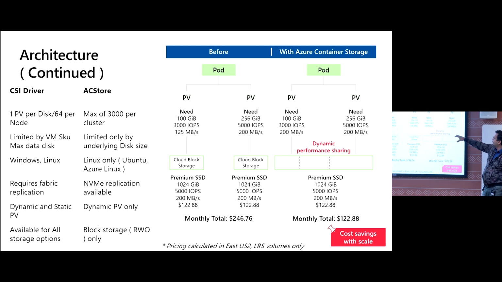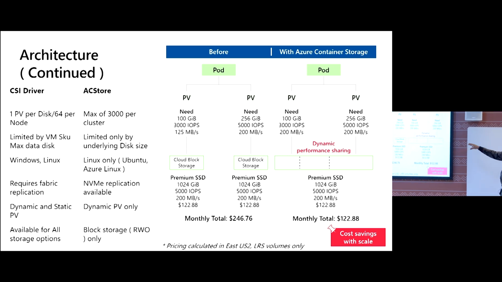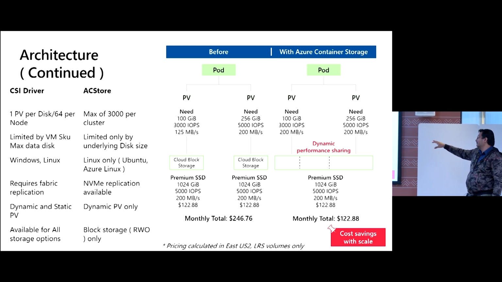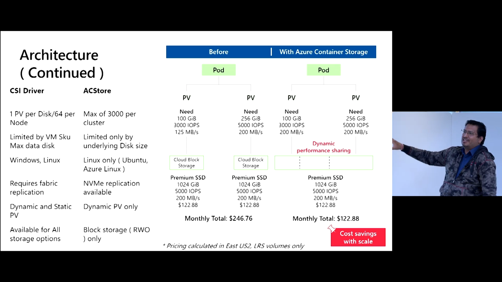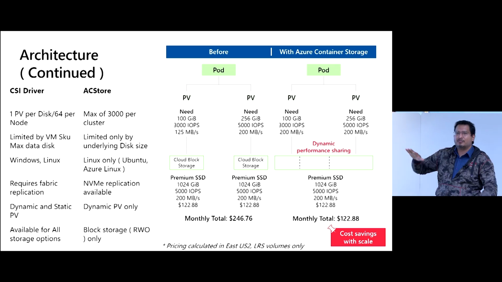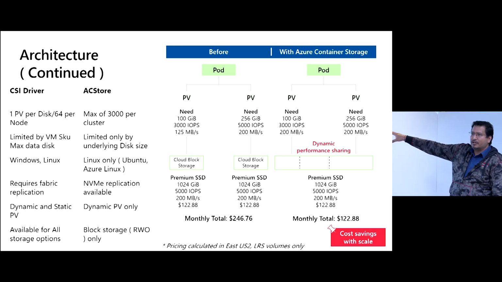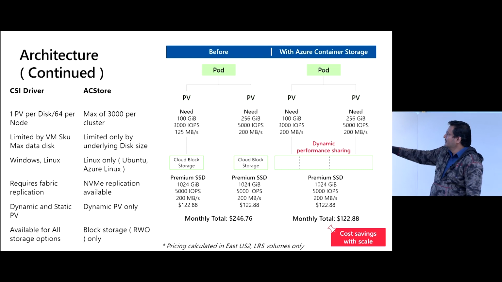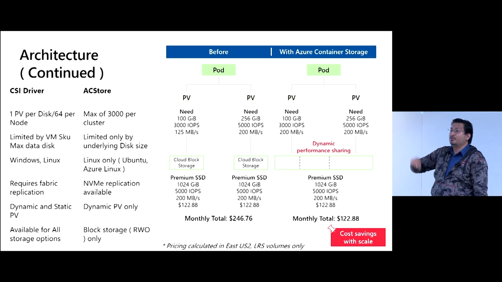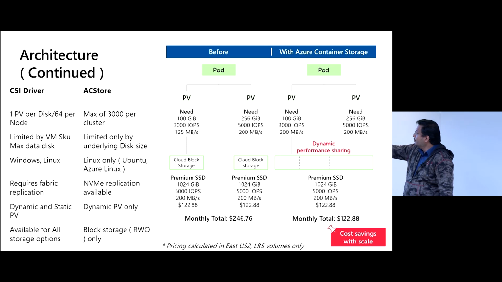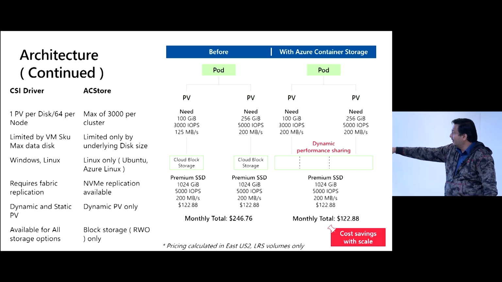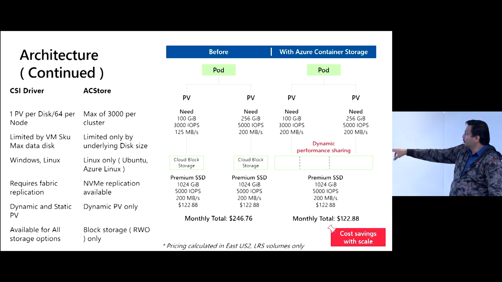One needs 100 gigabytes of storage, peaking at 3,000 IOPS and 125 megabytes per second. I'm not saying it's 100% usage; it's going to spike at that point somewhere down the line. Similarly, another requirement is 256 gigabytes with 5,000 IOPS and 200 megabytes per second. If you were using CSI with premium SSD, you'd need to provision a 1 TB volume to get up to 5,000 IOPS and 200 megabytes per second throughput. Now you have to use 2 terabyte disks.